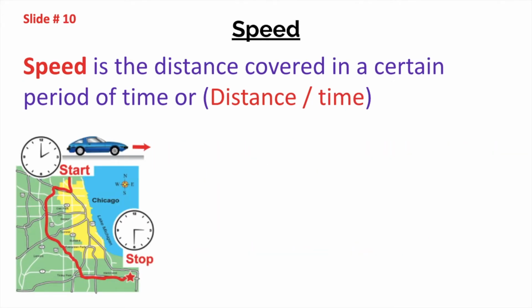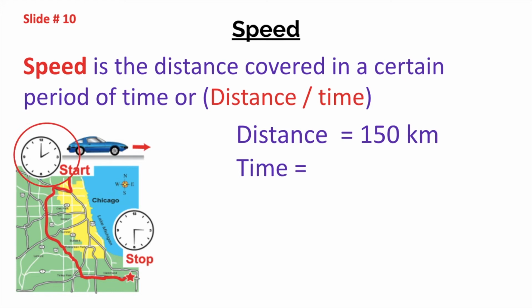So if speed is a distance covered in a certain period of time, you're just really looking at exactly how far you traveled and how long it took you to get there. So let's say I was taking a road trip, and when I started out versus when I stopped, it took me 1.5 hours to travel a distance of 150 kilometers.